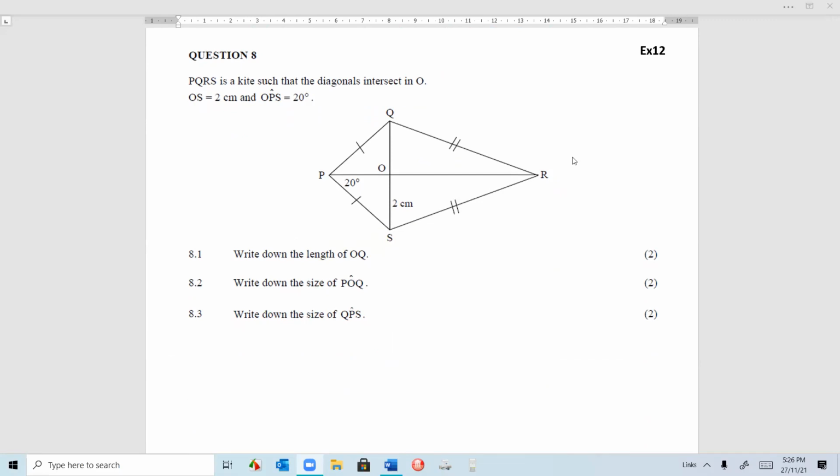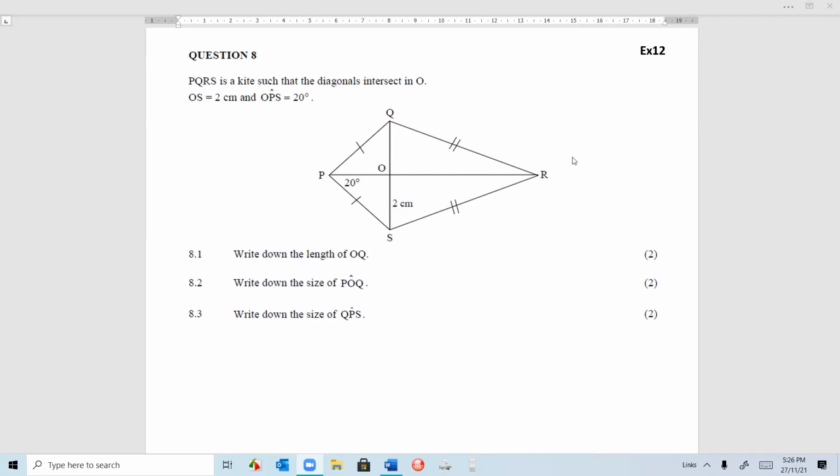Okay, this is a kite question. So PQRS is a kite. Now we got to know the properties of a kite. Very important to know the properties of a kite. And they want to know what is the length of PQ. Okay, I'm giving you some time to think about it before I actually start to comment. All right, any comments? How do we go about finding OQ?